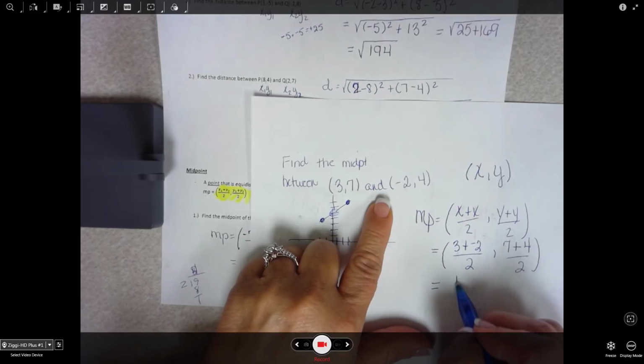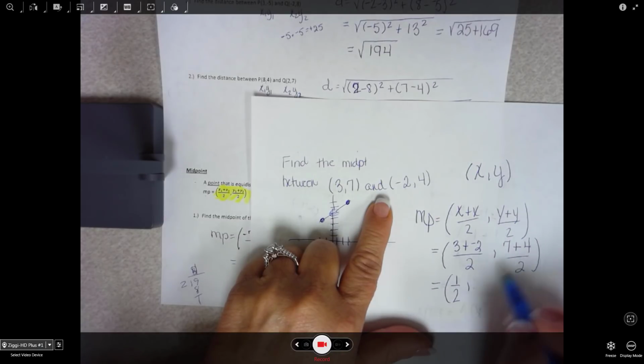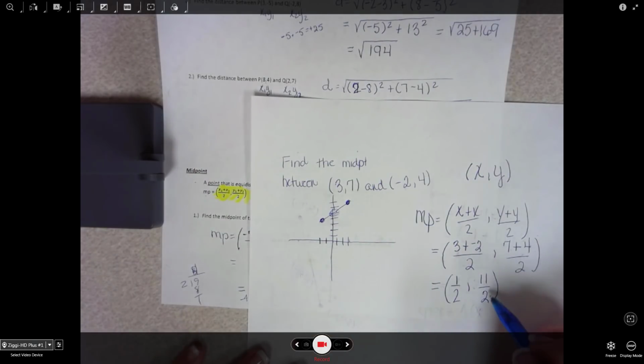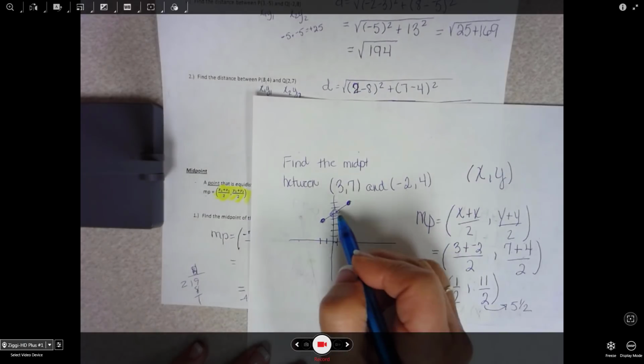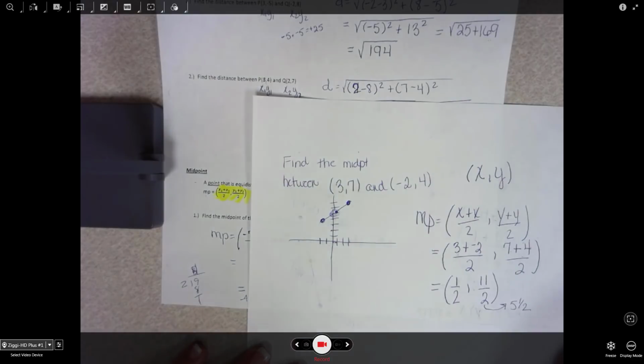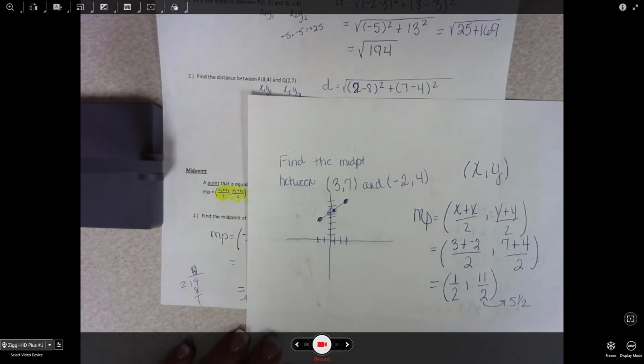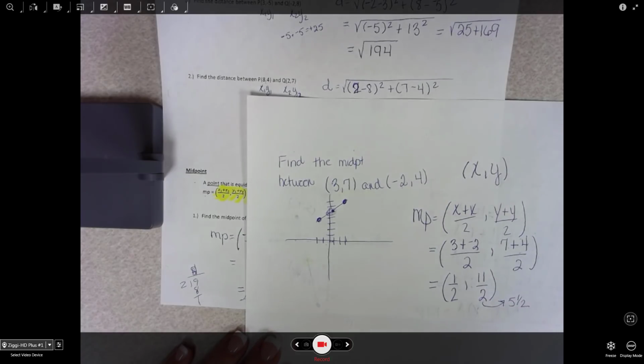So we have 1/2 and 11/2 would be our midpoint. 11/2 is going to be right at 5.5. So 1/2 and 5.5 right there. So it's just to the right of the y-axis. So please go through these and make sure you're very familiar with these formulas and understand plotting a point.